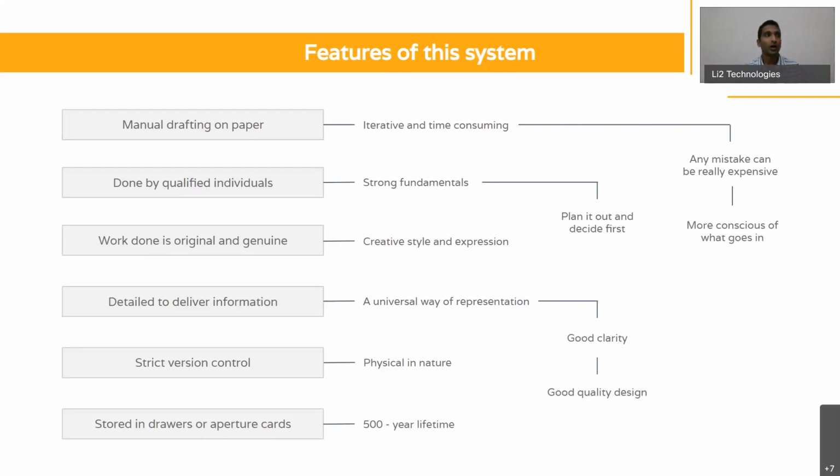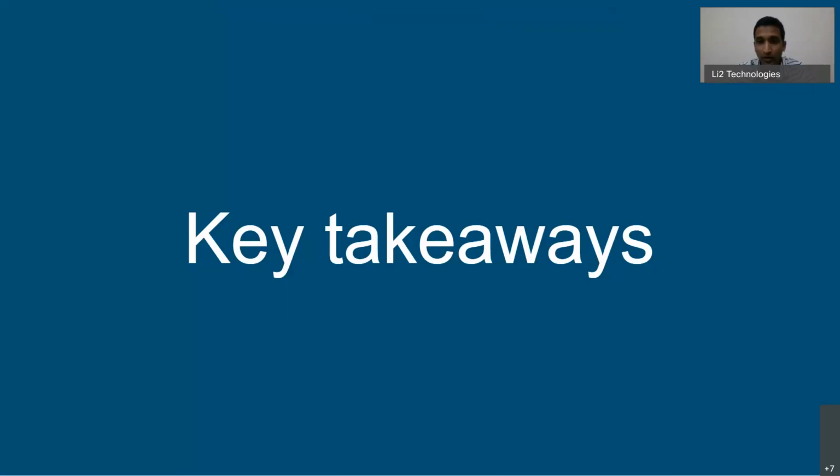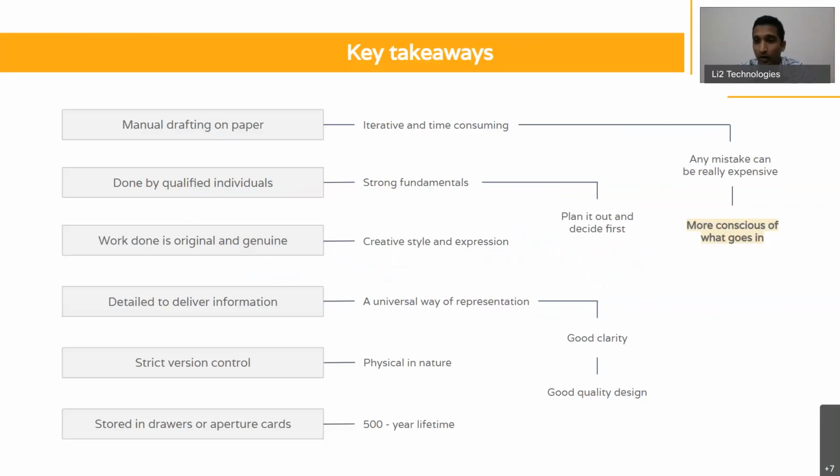So from here, I want to take in a few elements that I think are strong in terms of what we need to have even today. So some of the key takeaways from what people were doing in the past would be, one, more conscious of what goes in. I've highlighted it on the right side. People had to be conscious of what goes in. Then strong fundamentals. You first plan and then you decide and then you proceed further.